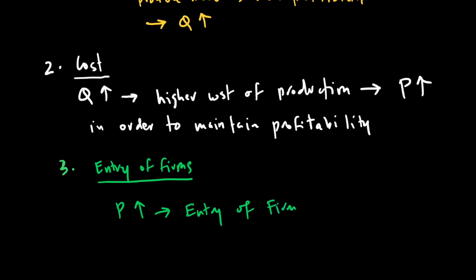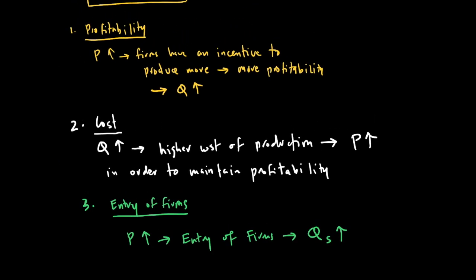If such is the case, then that would mean quantity supplied will go up, more firms will be producing. So that's for market supply. But if you look at individual firm supply curve, then the first 2 reasons will hold true. If you look at market supply curve, maybe the third reason will also hold true, which is new firms entry.